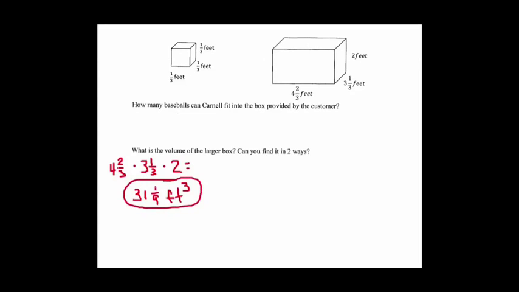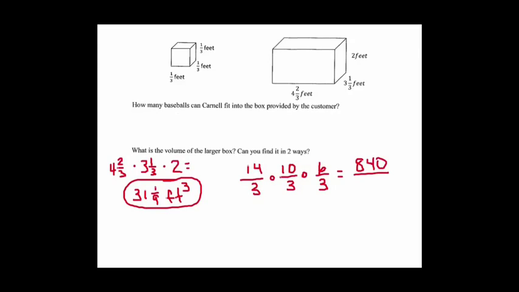The other way in which you can find this is by going back to the dimensions that we converted it to in the first problem. So 4 2/3 is equal to 14/3, times 3 1/3 is equal to 10/3, times 2, which is equal to 6/3. If you multiply them straight across, 14 times 10 times 6, your answer is 840.